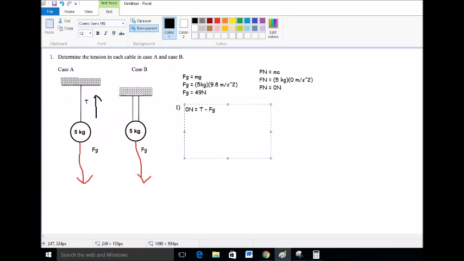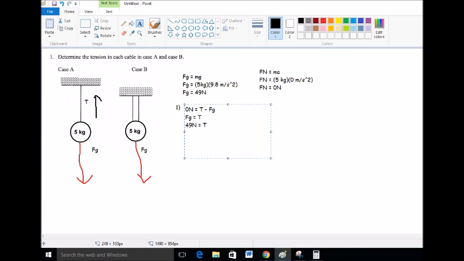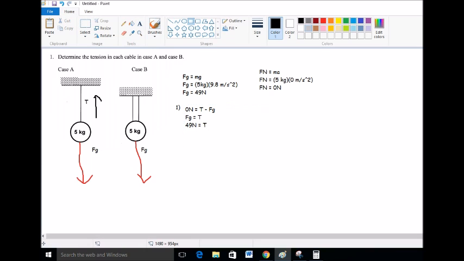So when doing basic algebra, we could add Fg to each side. Fg equals T. We know Fg, which is 49 newtons. So T equals 49 newtons. Now that's for the first case.